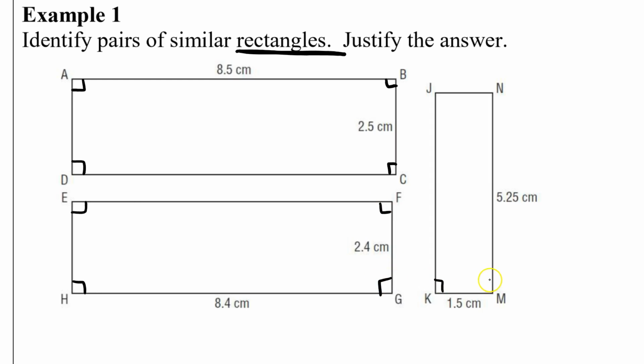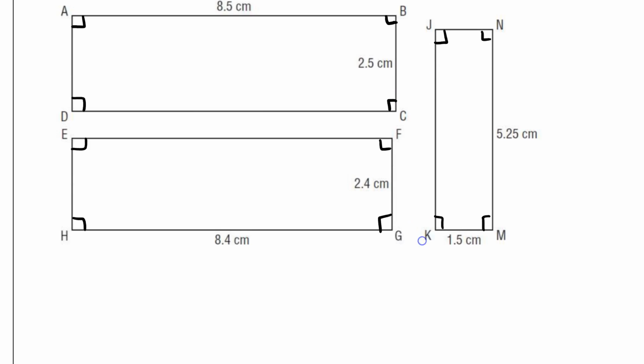So we don't have to worry about corresponding angles. It just goes to show you that if you have corresponding angles that are equal, it does not necessarily mean the result is similar polygons. So this is how we would justify it.